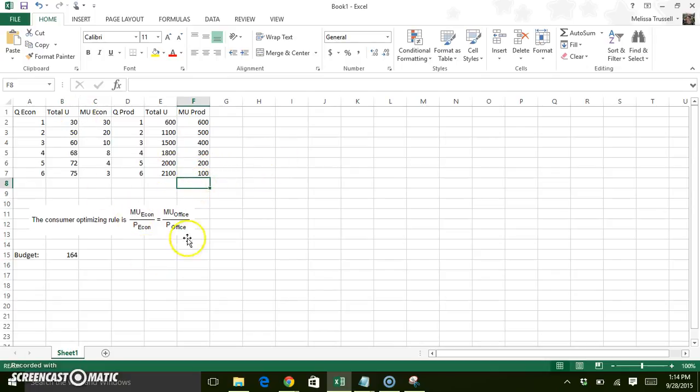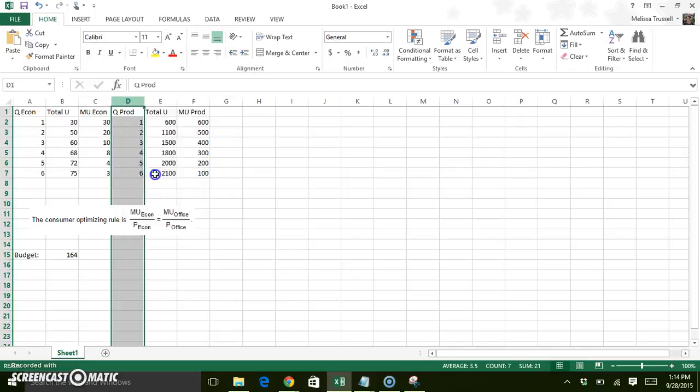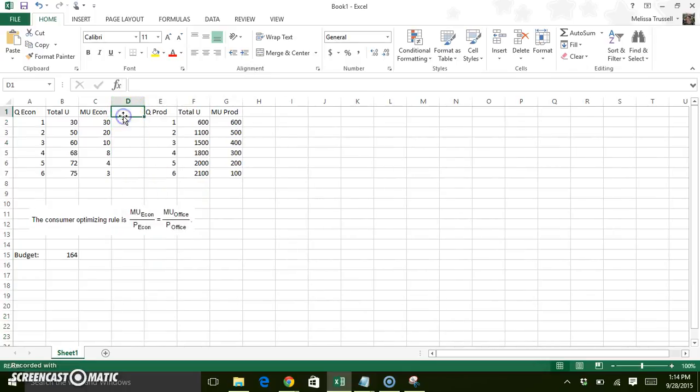Remember, what we're looking for, though, is marginal utility divided by price. So I'll go ahead and add in another column for each of our products where we can put in our marginal utility divided by price. This one's for econ. And over here, I'll do the same thing, marginal utility divided by price for the productivity app.